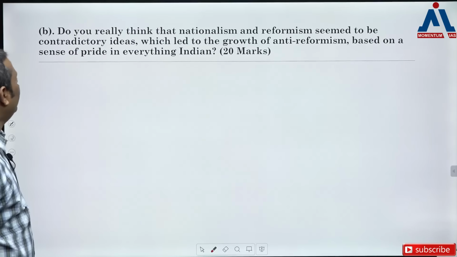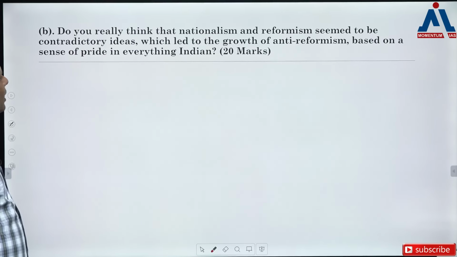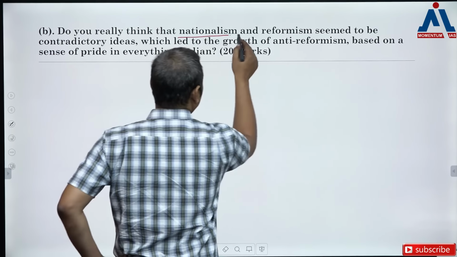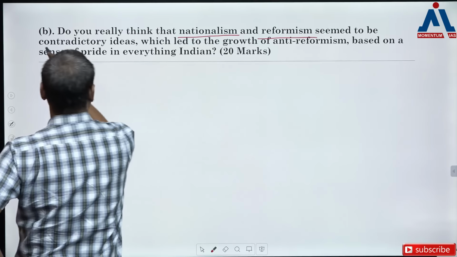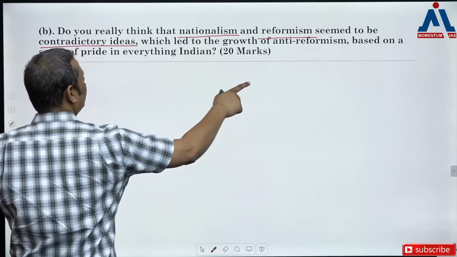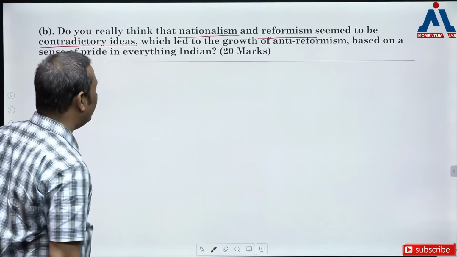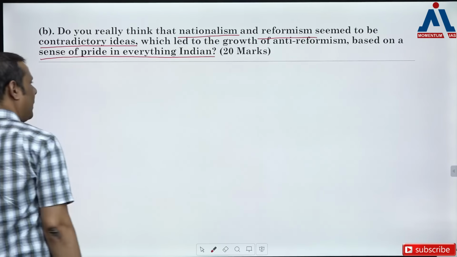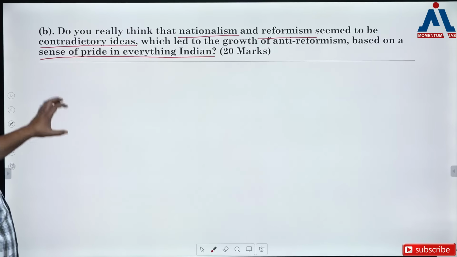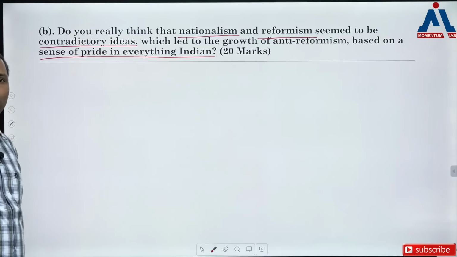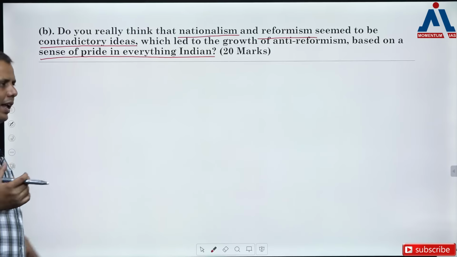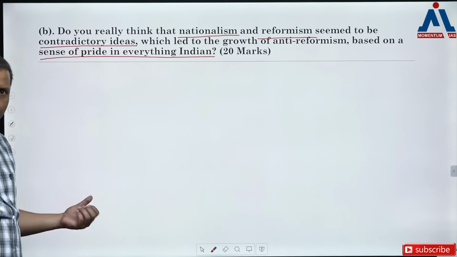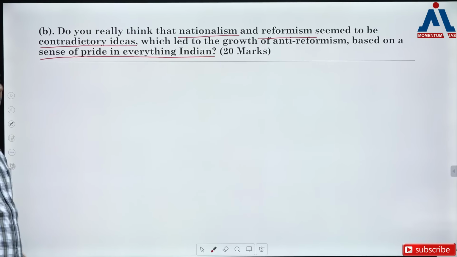Next question. Do you really think that nationalism and reformism seems to be contradictory ideas, which led to the great growth of anti-reformism based on the sense of pride and everything Indian? Right? That's a very good question again. So what it's talking about is basically the revivalist movement and a section of leaders which had been talking about a different kind of nationalism. So it's very much linked to that previous question also.